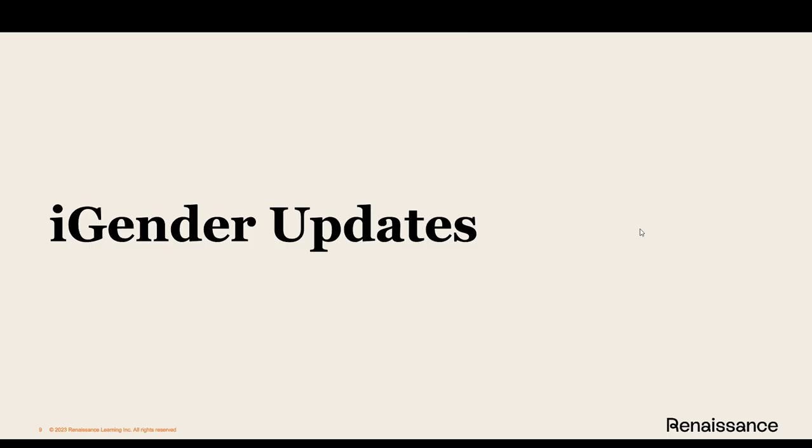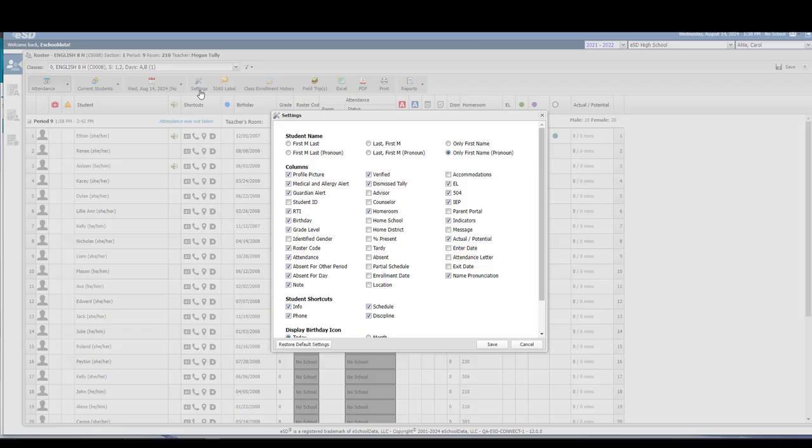The final updates are in relation to iGender changes throughout the application. Within Teacher Connect, when you look at the teacher settings, you're no longer going to see an option for student gender. Per state guidelines, staff members should not have access to the student's birth gender, but should only have access to the student identified gender. So identified gender is available as a column for teachers to be able to turn on and off.